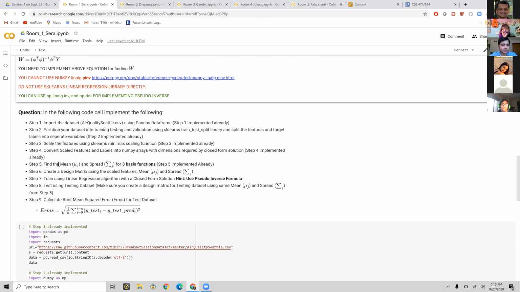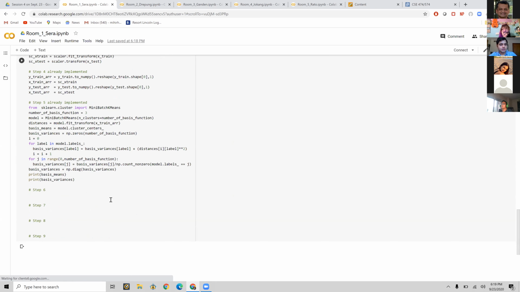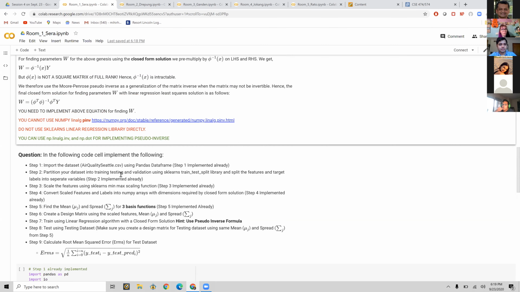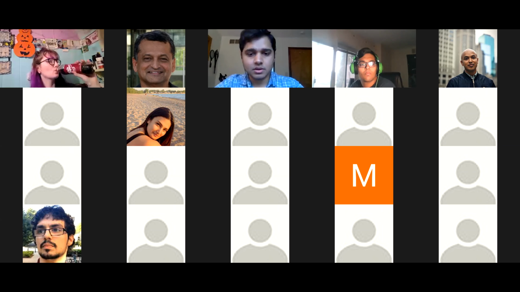Step 1 to step 5 have already been implemented and given to you. Step 6 to step 9 are to be implemented by you. And that's all. If you have any questions, directly email us and we'll be available in each breakout room shortly. So let's start by creating the breakout rooms first.